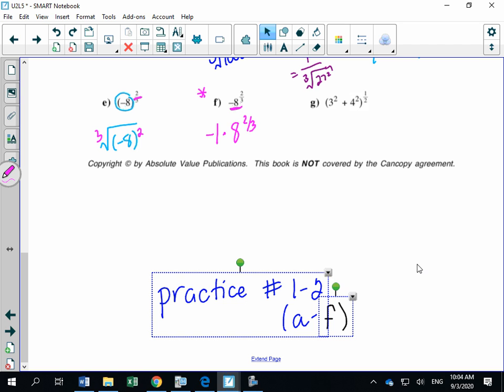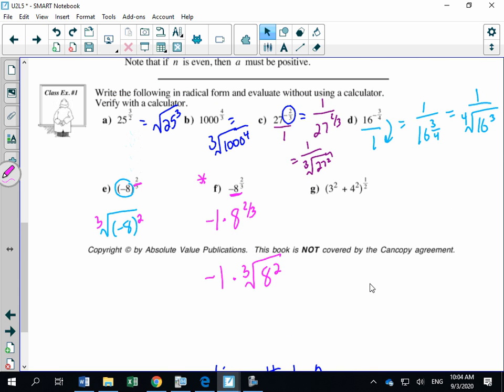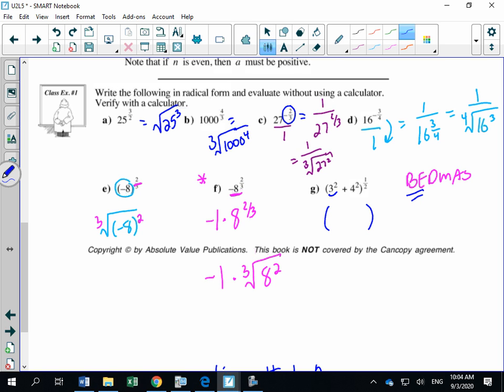From here, we would have negative 1 times the third root of 8 squared, and we're going to evaluate that. If you were to do G, according to BEDMAS, you would take care of your brackets first. Within my brackets, I know what 3 squared is. 3 squared is 9. And I know what 4 squared is.